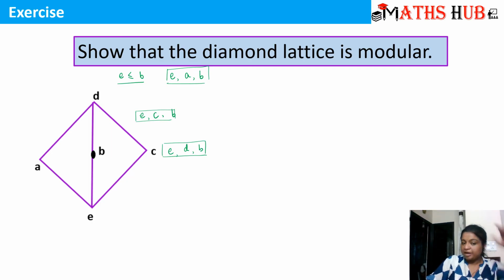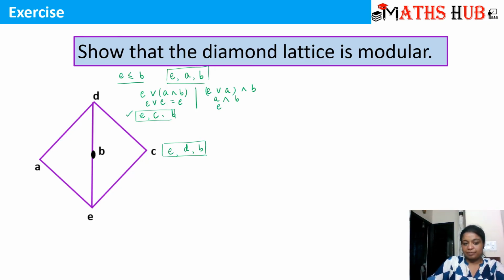So now with the first pair with E less than equal to B, let us check the modular property. E join A meet B should be equal to the right hand side, E join A meet with B. So what is A meet B? A meet B is E. So E join E will give you E. Now what is E join A on the right hand side? E join A is A. And what is A meet B? A meet B is same as E. So we are getting the same thing, right?